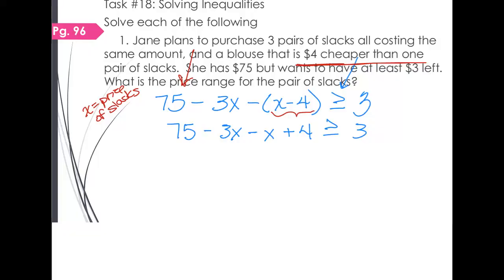So far. Mm-hmm. Add like terms, negative 3x and another minus x gives me a total of how much? Negative 4x, yes. So we combine those like terms. 75 minus 4x plus 4 is greater than or equal to 3.